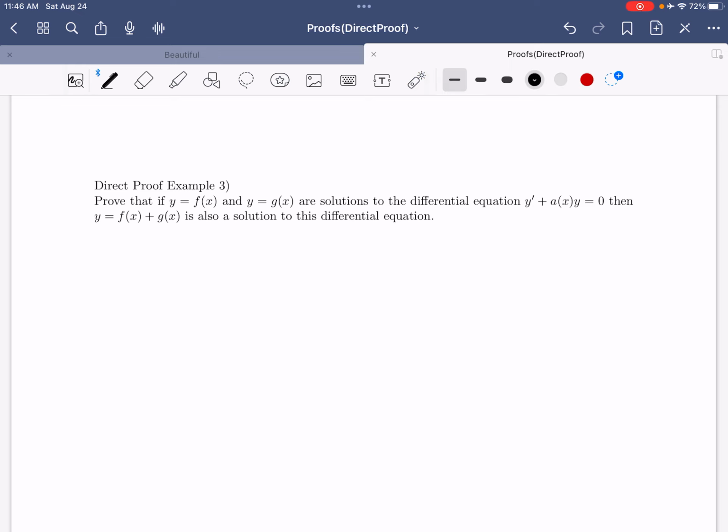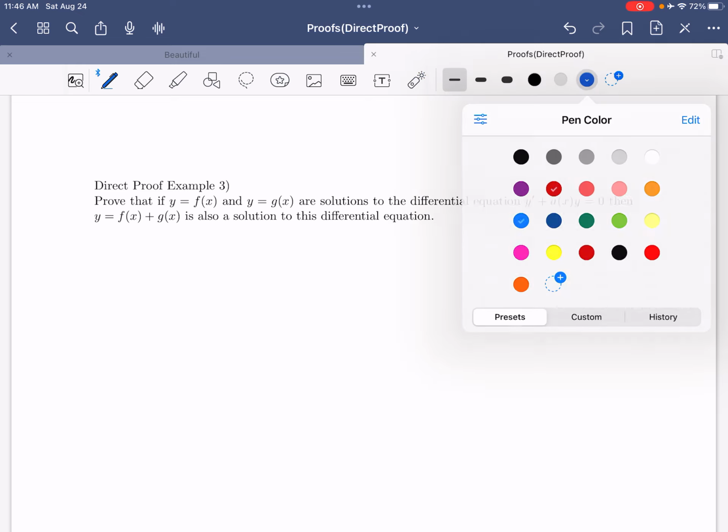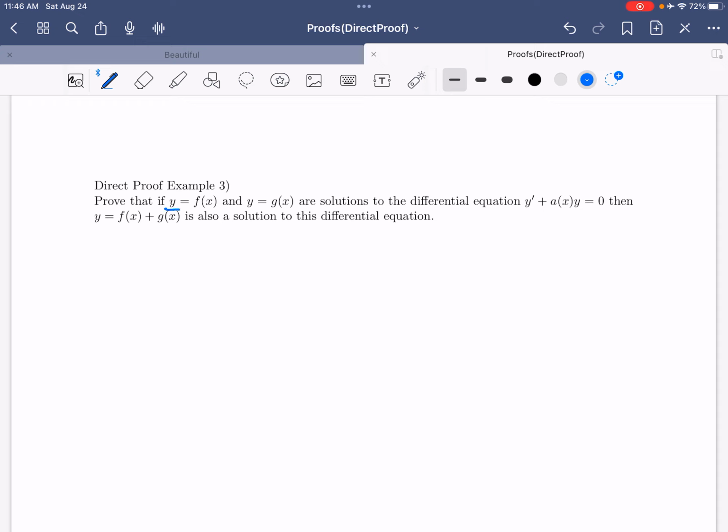So let's go ahead and do some translation here. First of all, what does it mean for y equals f of x and y equals g of x to be solutions to this differential equation? Well, in general, what does it mean for something to be a solution to any sort of equation? It means that when you plug that thing in, you get an identity, right? You get something that is always true.